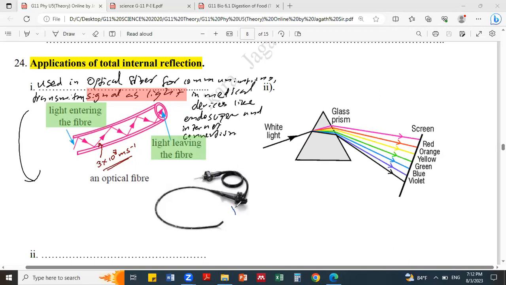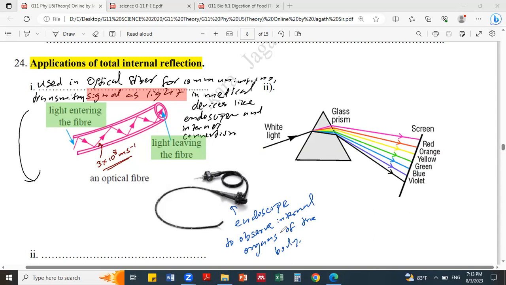This is the endoscope. You can label this as endoscope, and this test is known as endoscopic test. The endoscope is used to observe internal organs of the body, like what? The stomach. Maybe cancers or tumors or ulcers, or even the wounds in the stomach in gastritis condition.